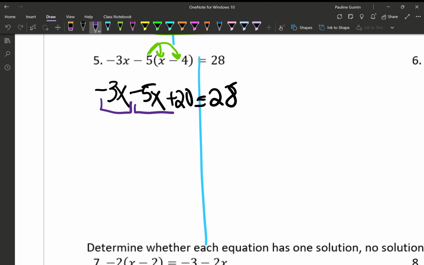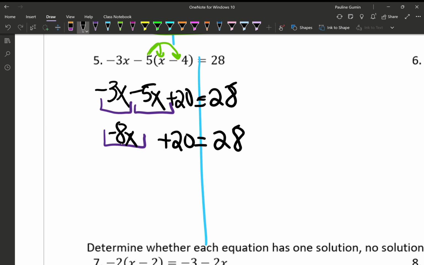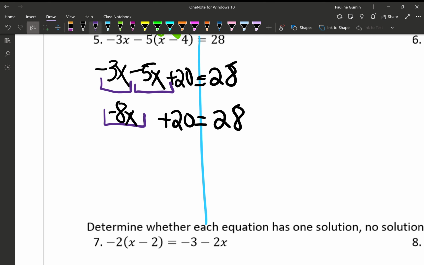Now on the left side, I notice that I have two types of x's. I have a negative 3x and a minus 5x. Negative 3x minus 5x leaves us with negative 8x. The plus 20 comes down, and then we have the equals 28.